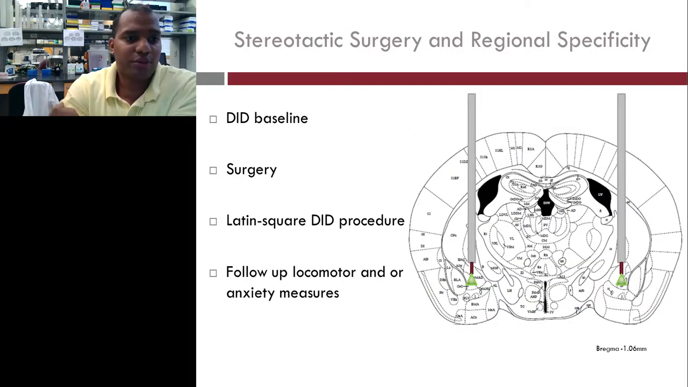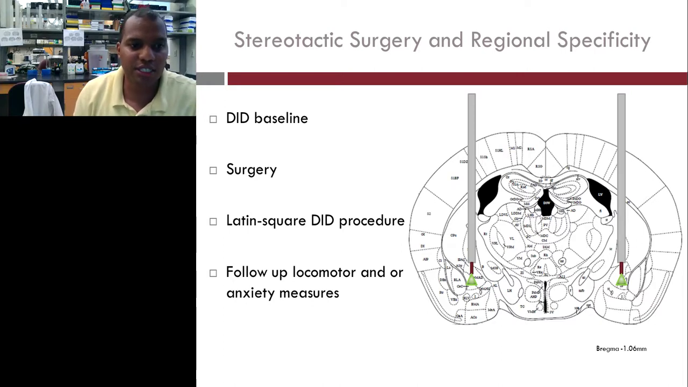In order to do that, we use stereotactic surgery and use guide cannulas directly into specific brain regions. This diagram is showing the cannula going into the central amygdala, but if you move it more laterally, then you would be in the basolateral amygdala.